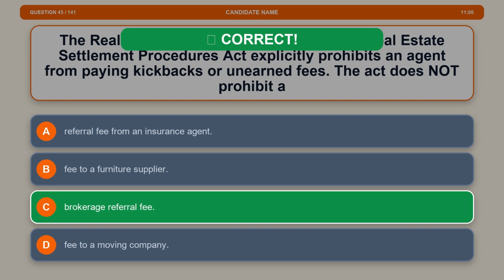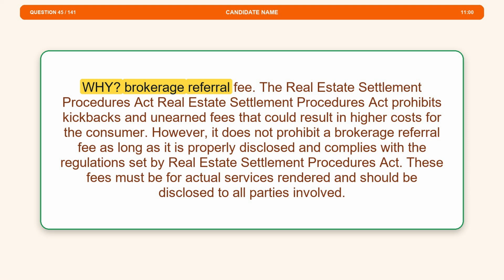The correct answer is option C, brokerage referral fee. The Real Estate Settlement Procedures Act prohibits kickbacks and unearned fees that could result in higher costs for the consumer. However, it does not prohibit a brokerage referral fee as long as it is properly disclosed and complies with the regulations set by the Real Estate Settlement Procedures Act. These fees must be for actual services rendered and should be disclosed to all parties involved.